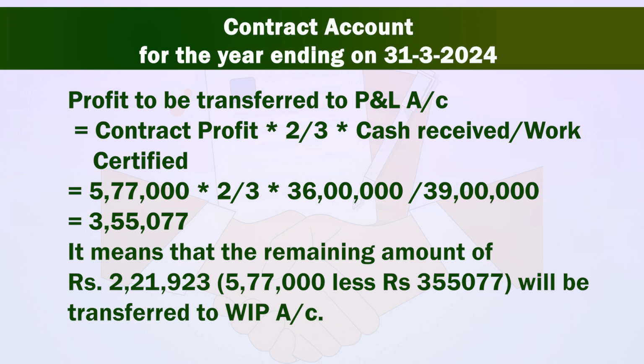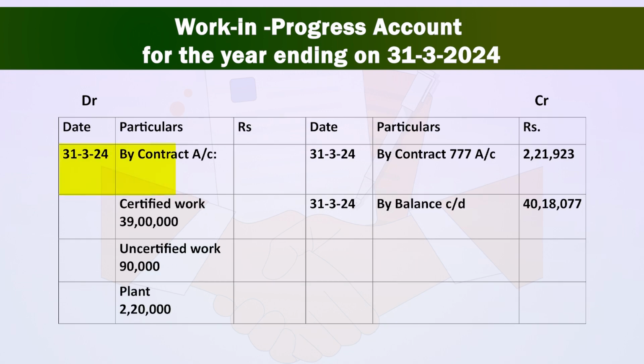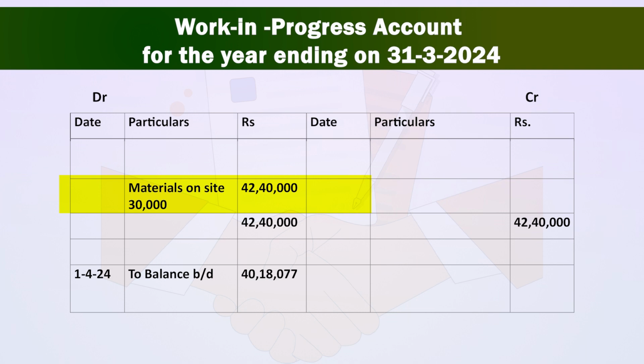Now let's have a look on work in progress account. So let's prepare work in progress account for the year ending on 31st March 2024. On debit side, on 31st March 2024, by contract account, we will first write work certified rupees 39 lakh, work uncertified rupees 90,000, plant rupees 2,20,000, materials on site rupees 30,000, making total rupees 42,40,000.